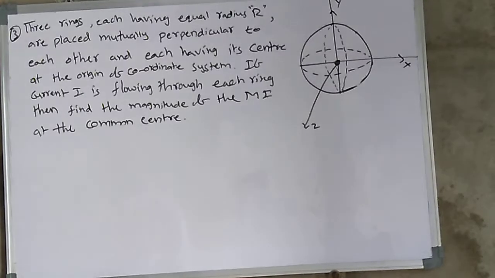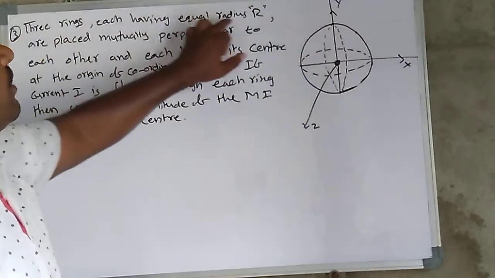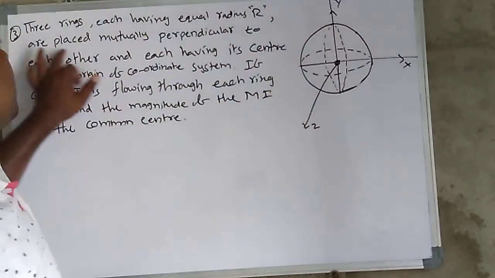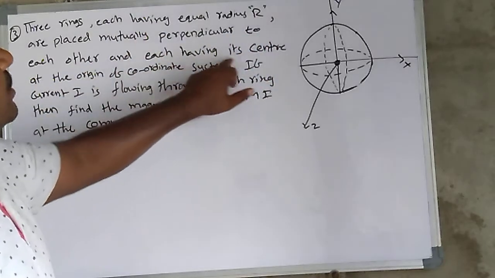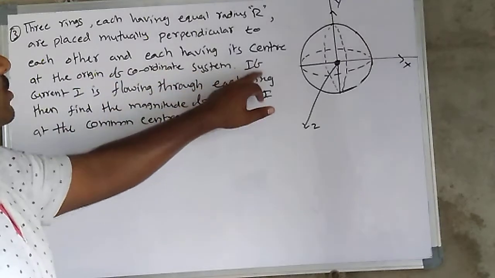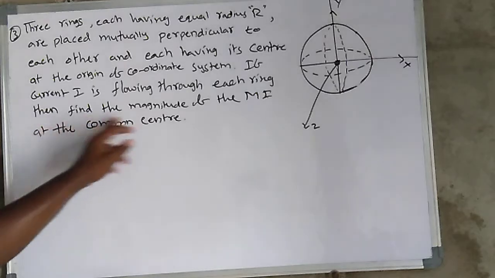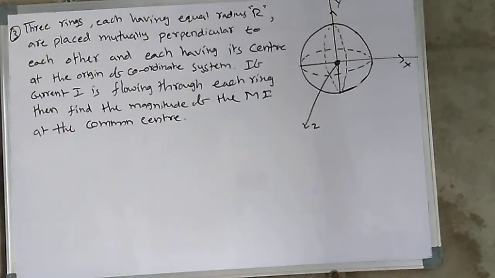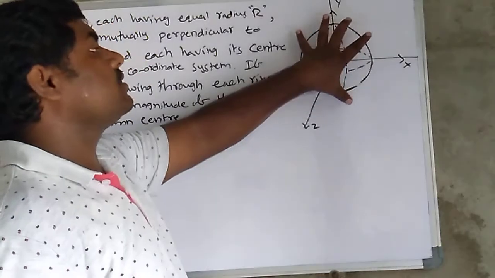Another important model: three rings. Three rings, each having equal radius R, are placed mutually perpendicular to each other, each having its center at the origin of the coordinate system. If current I is flowing through each ring, find the magnitude of the magnetic induction, or magnetic field, at the common center.